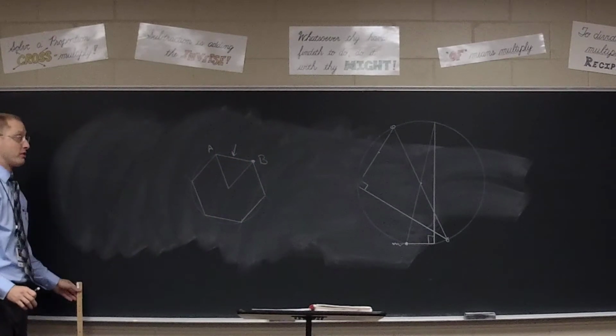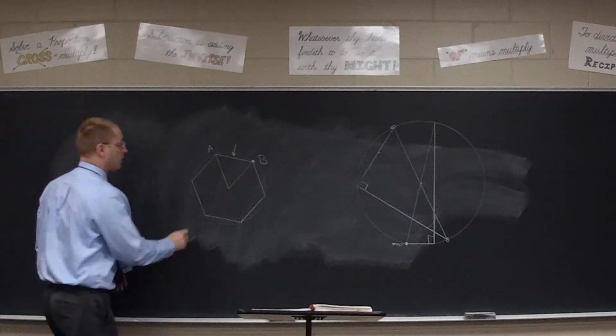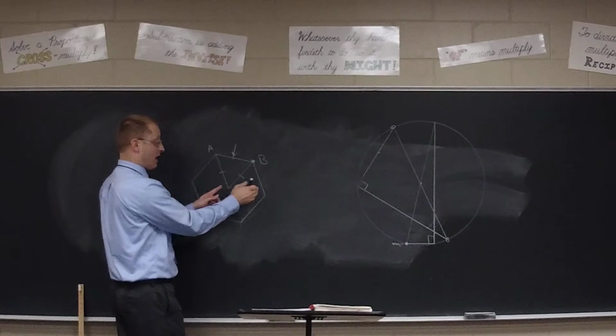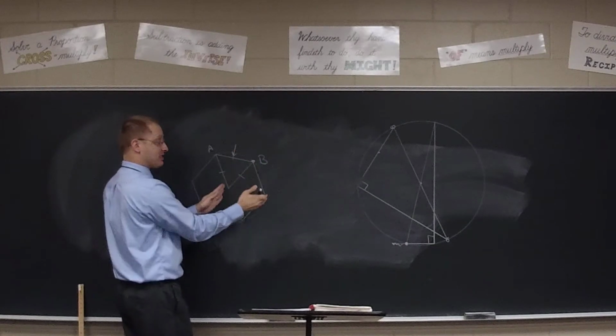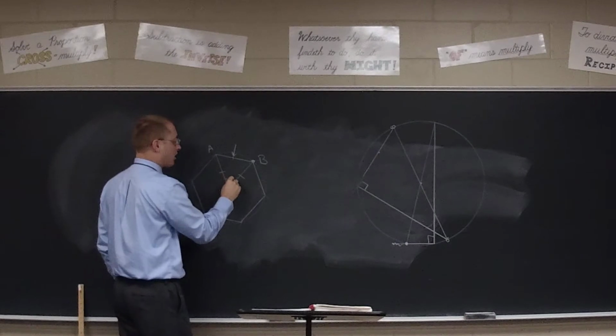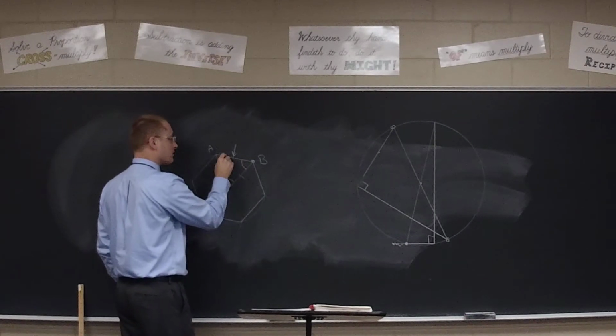Isosceles. Better than that, equilateral. Equilateral, because all these lines are equal. Right? We just had the radius length is what we used, and we kept that same radius length as we went from point to point. So how big are each of these angles?